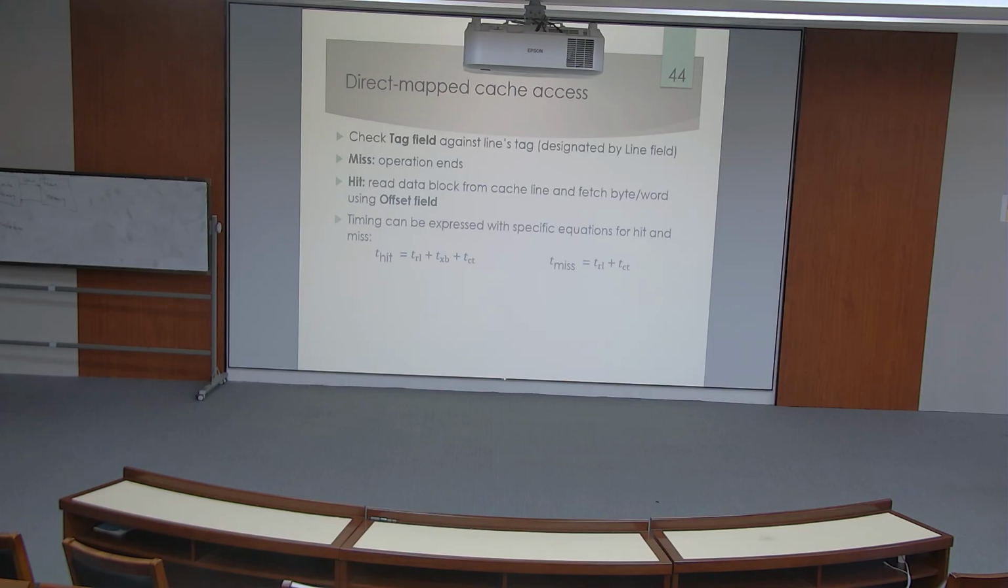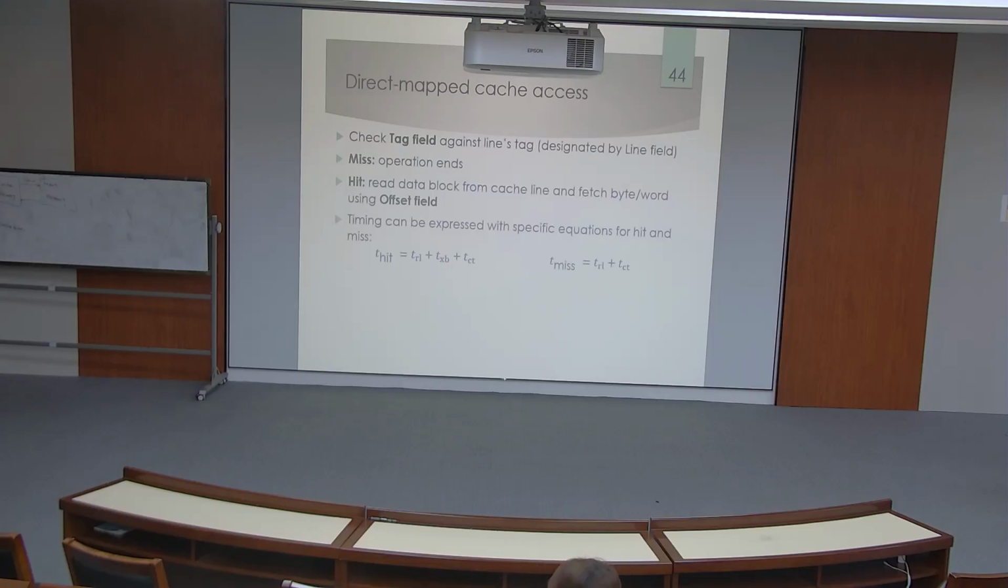So we needed to calculate the hit time for direct map. T hit equals the time that the system spent on reading the data, plus the time that the system spent on transmitting the data to the processor, plus the time that the system spent on comparing the tags.